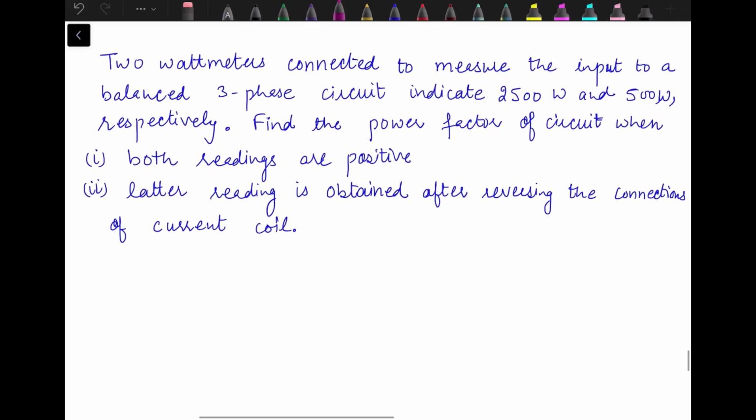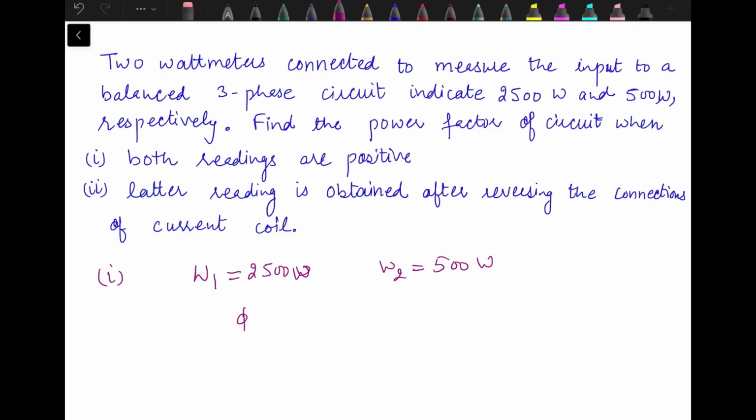First problem states: two wattmeters connected to measure the power input to a balanced three-phase circuit indicate 2500 watt and 500 watt respectively. Find the power factor of the circuit when both readings are positive. So first part, W1 is 2500 watt, W2 is 500 watt. We need to find out the power factor.